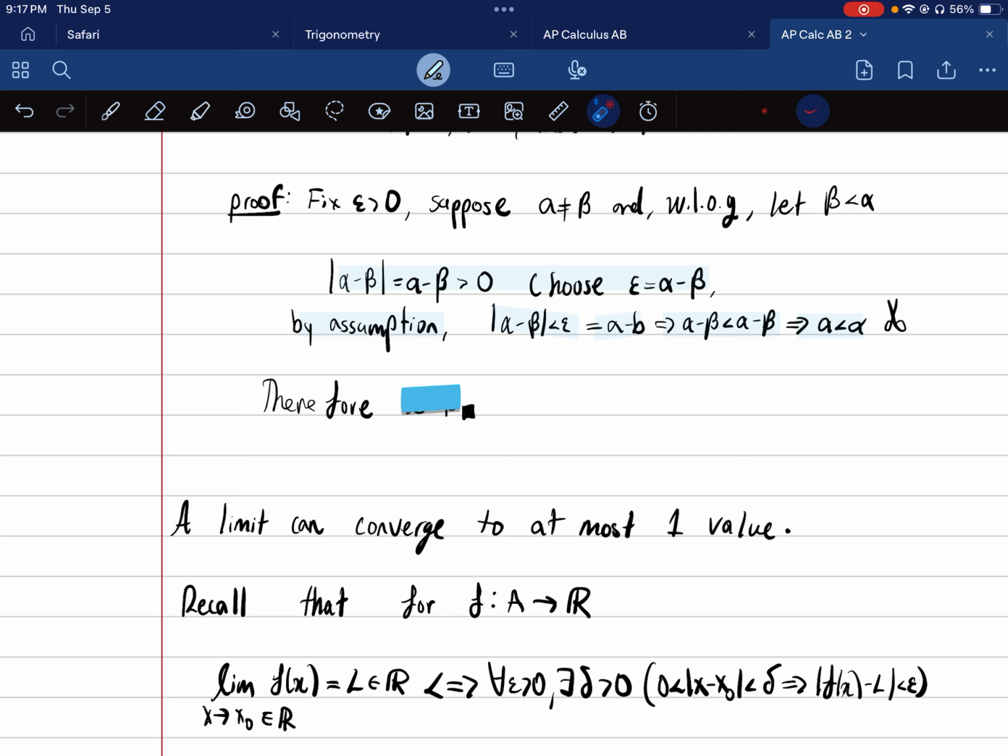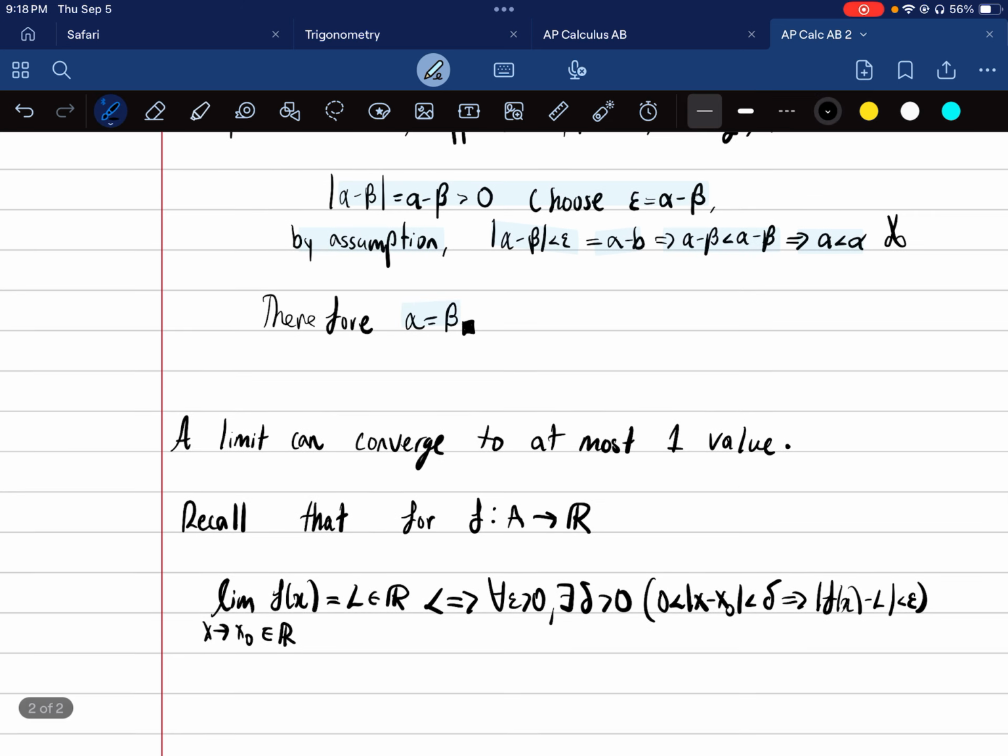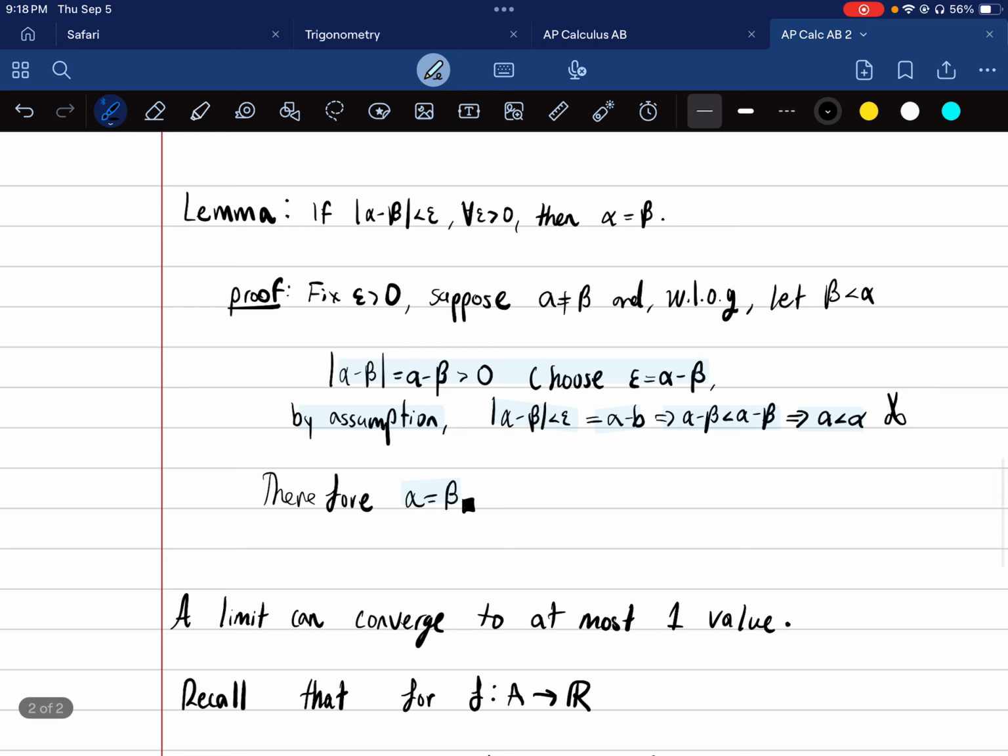You can use this symbol or you could just write contradiction. The point is that we have a contradiction of the real set of numbers. The set of real numbers says that any number cannot be less than itself. No real number can be less than itself. This only applies to real numbers because we have an inequality, but no real number can be not equal to itself or less than itself. Therefore, a is equal to b. So we have that proof done.